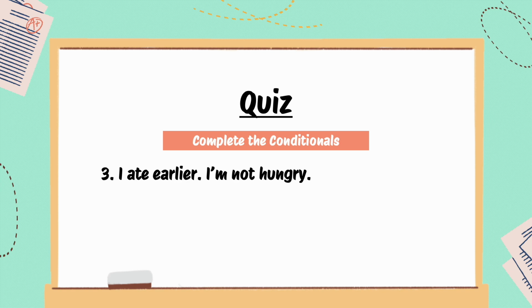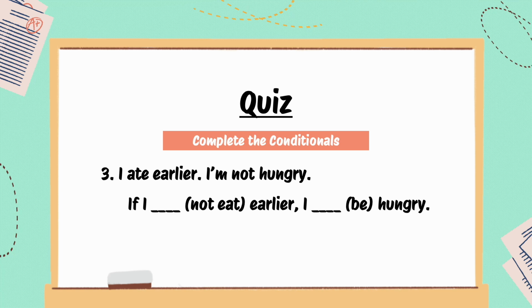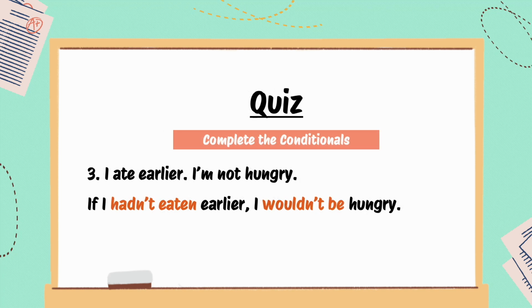Try number 3. I ate earlier. I'm not hungry. Here's the answer. If I hadn't eaten earlier, I wouldn't be hungry. This is a mixed conditional because the if clause refers to something imaginary in the past and the main clause to something imaginary in the present.